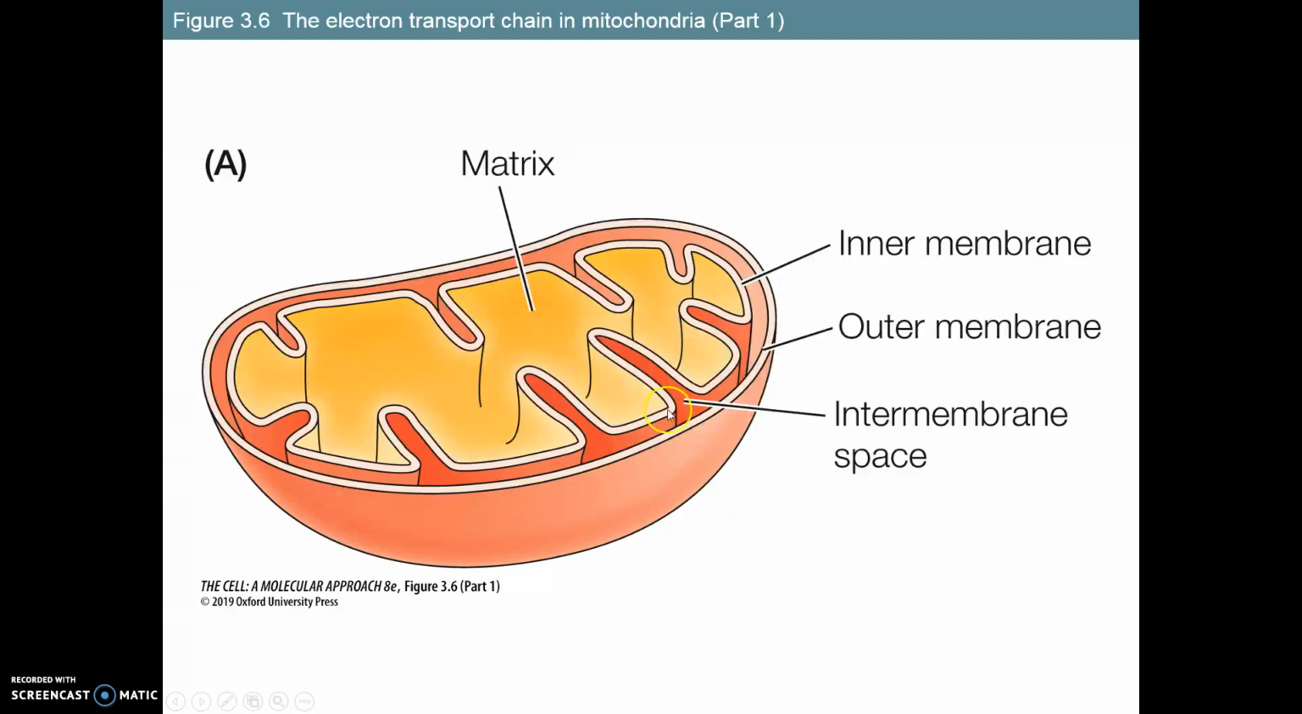Mitochondria has two layers of membrane. So there's an inner membrane that's highly folded, and there's an outer membrane. In between these two membranes, we have something called the inner membrane space. And inside of the inner membrane, we have a region known as the matrix.